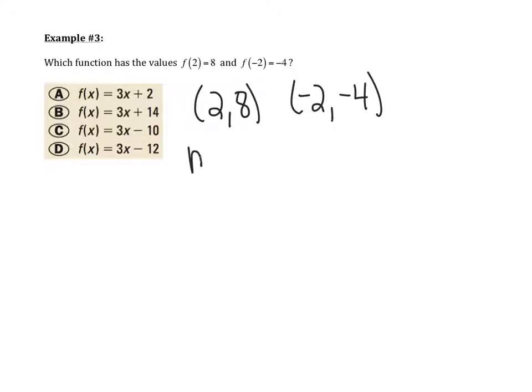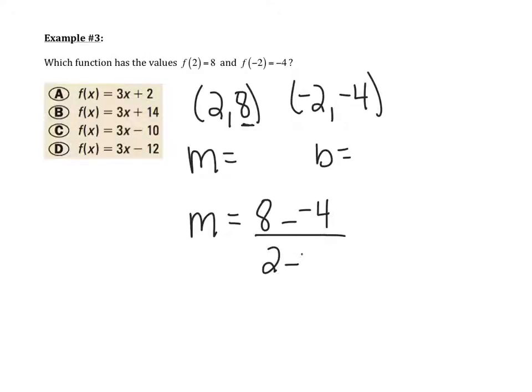Remember, I have to find the m, and I need to find the b. I was given neither of them. So the first thing I do is always start with slope. When in doubt, if you can't figure out anything else to do in a problem, always start with slope. So y minus y over x minus x. So I'll start with this 8. So if I do 8 minus the other y value, negative 4, over 2 minus negative 2.